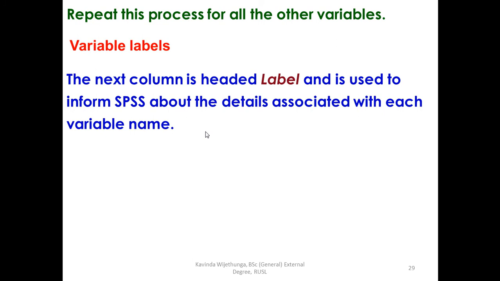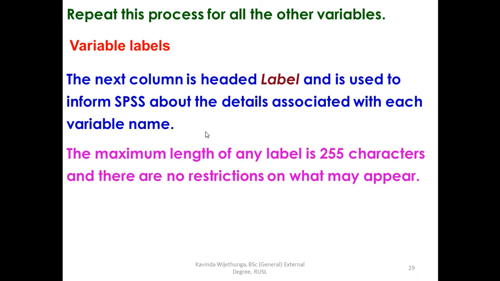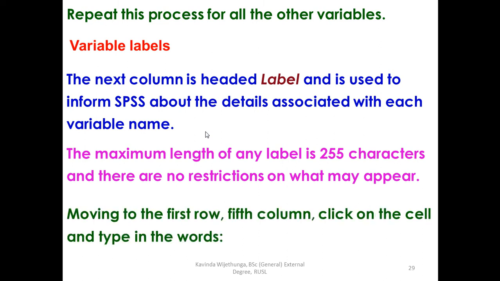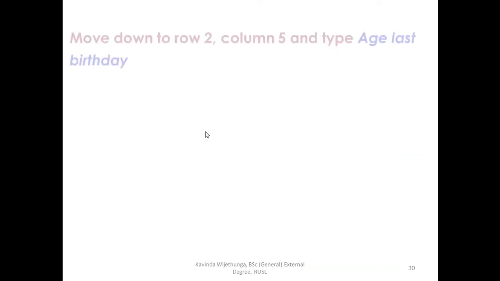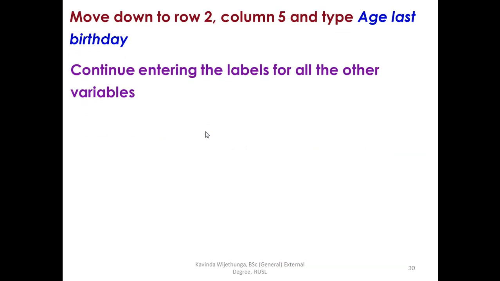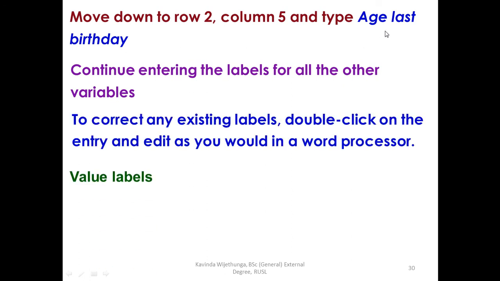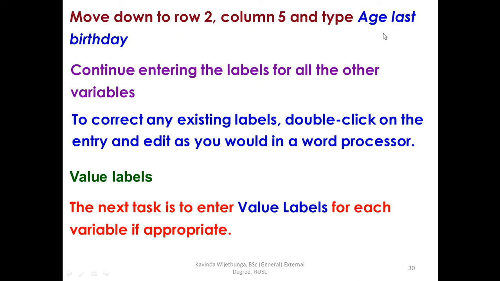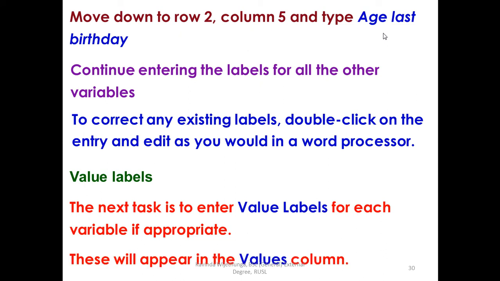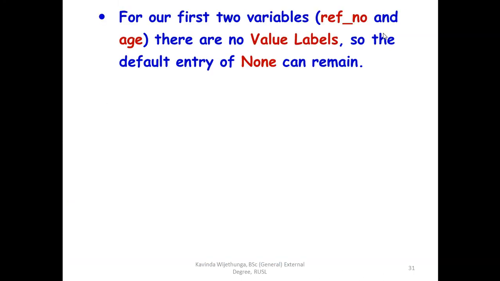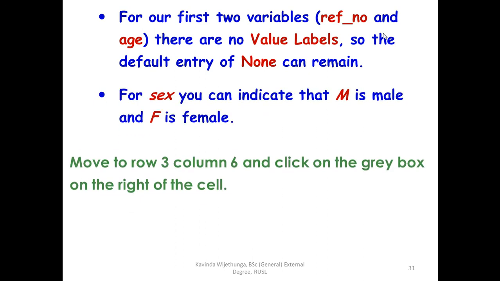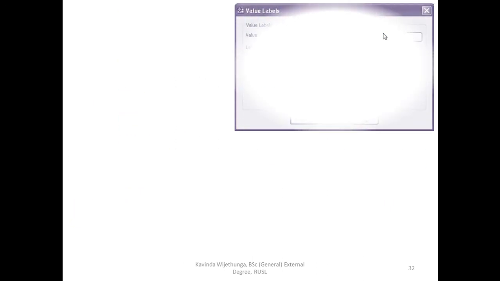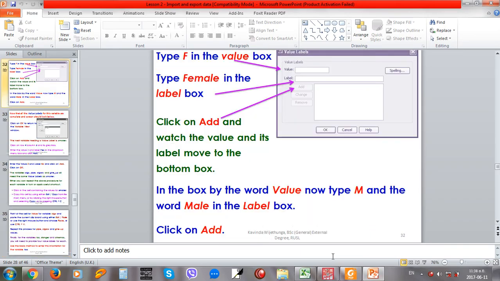Variable labels: you know how to label the variables. The maximum length of the label is 255 characters. I explained that in the first lesson also. Moving to the first row, fifth column, right? Reference number here, age. So this is the way of entering the labels I showed you. Value labels for each variable, where appropriate, go in the value column, right? Sex: male and female, right? This is the way of entering male and female.